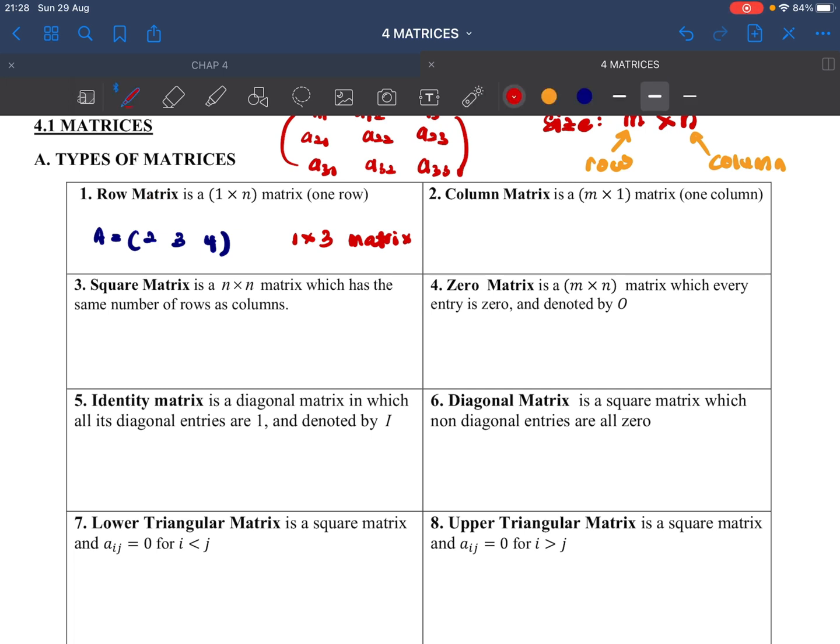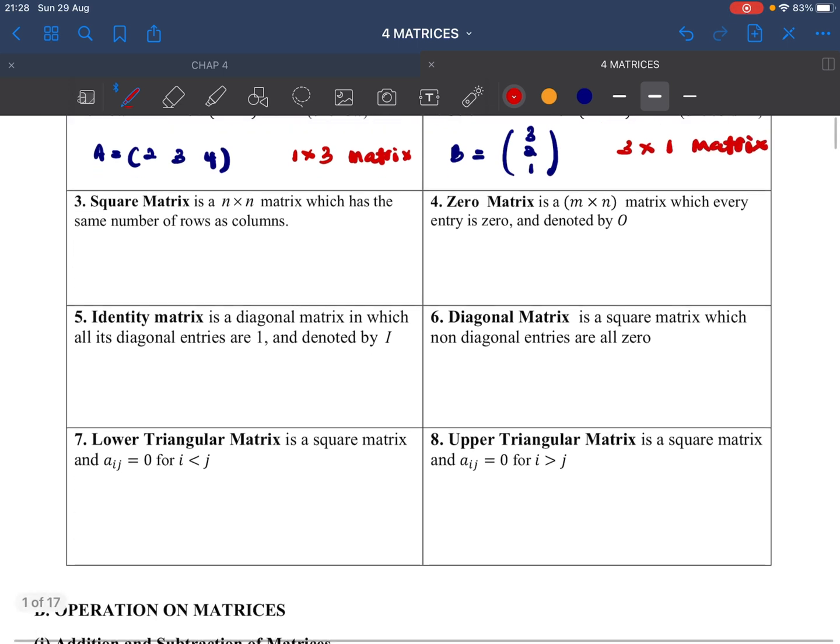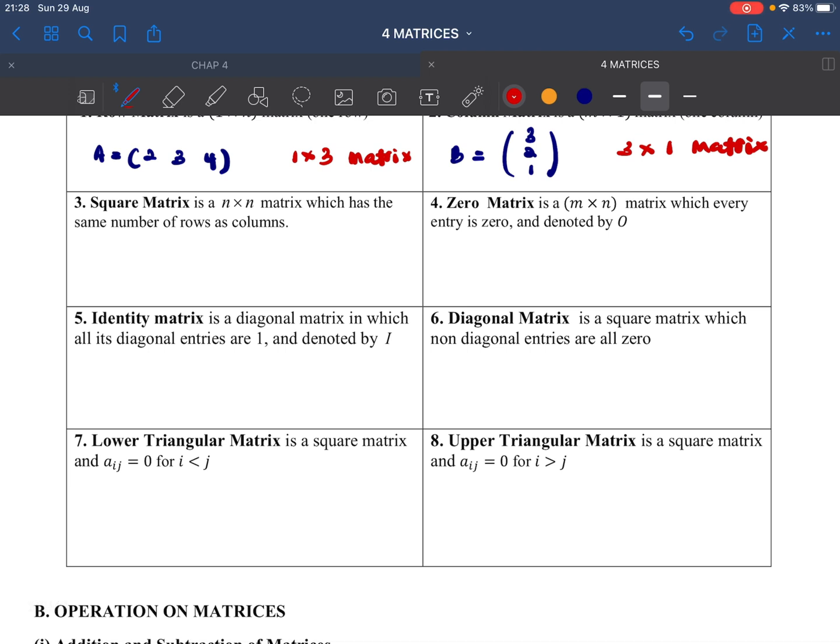And then kita ada column matrix. Sama lah, let's say kalau kita ada B is equals to 3, 2, 1. Okay, 3, 2, 1. So ini contohnya kita akan sebut dia sebagai 3 by 1 matrix. Okay, so now we have square matrix. Square matrix maksudnya same number of row and column. Okay, let's say if we have 2, 3, 4, 5, or we can have 3 by 3 matrix, 0, 1, 2, 3, 2, 1. Okay, this is 2 by 2 matrix. This is 3 by 3 matrix. Okay, same number of column and row.